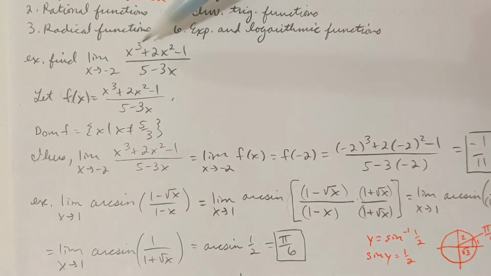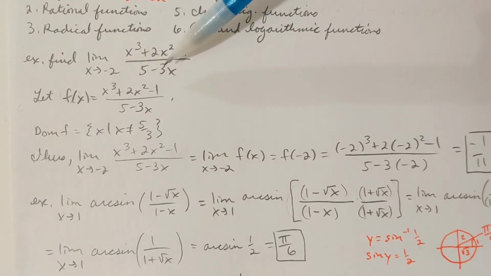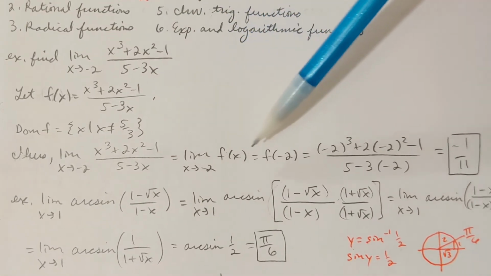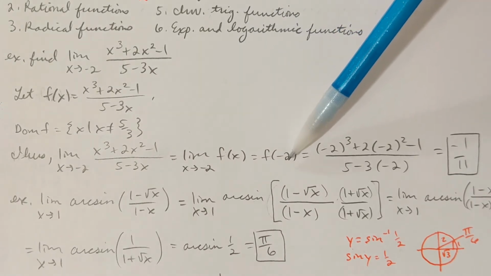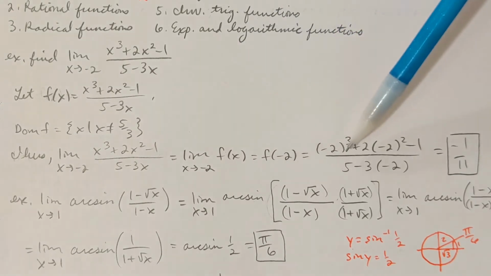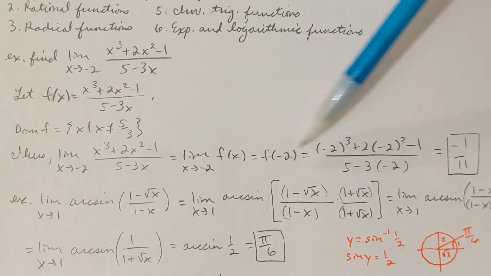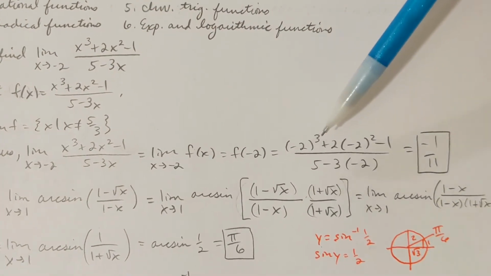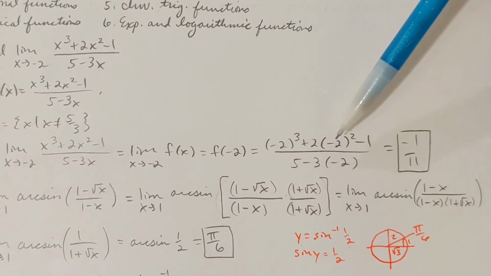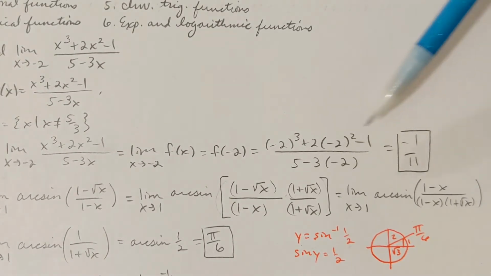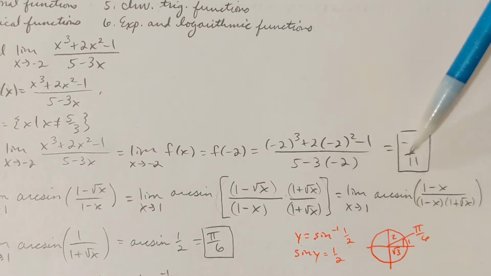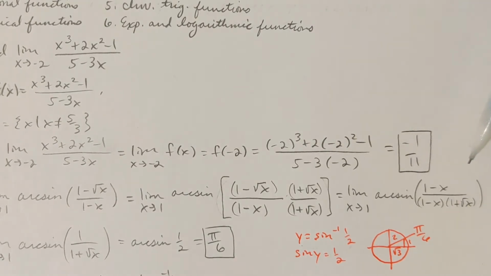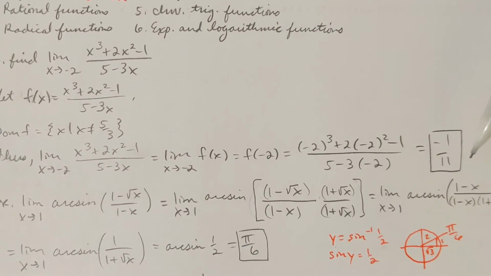So if I wanted to calculate this limit, I can just make a direct substitution into the function. And that's what I've done. I've plugged in -2 into the function here. -2 cubed is -8, plus 8 is 0, minus 1 is -1, divided by 5 plus 6 is 11. -1 over 11, that'd be the answer.